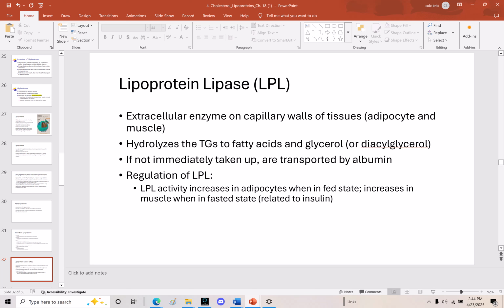There is a little gray area here. I wouldn't try to confuse you on the exam, but when you're fasted, it can become active, depending on how you're using your body. But generally speaking, it's mostly turned on in the fed state, and it has reduced activity in the fasted state, unless you're using your muscles and you need a lot of triglycerides.